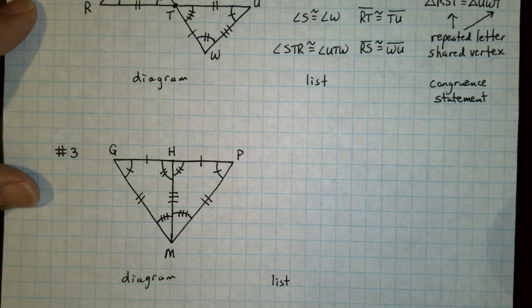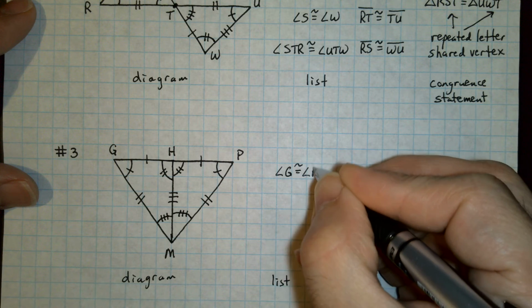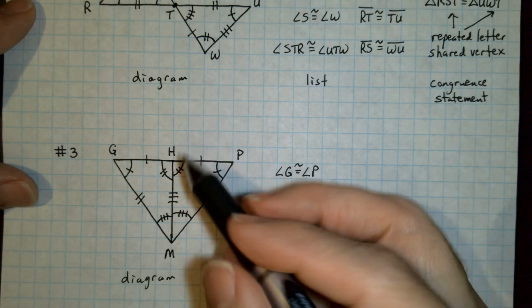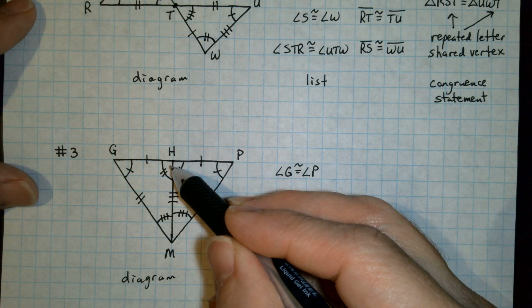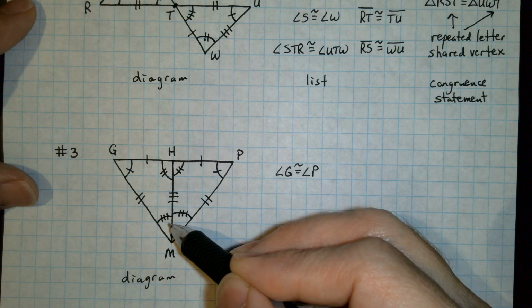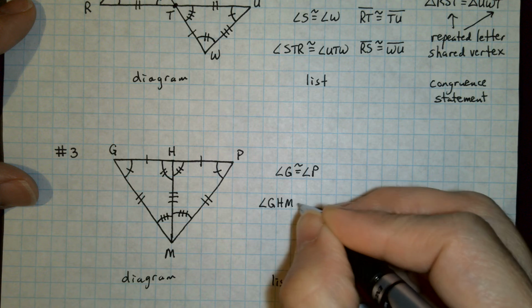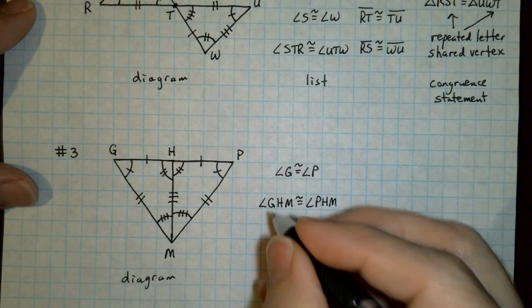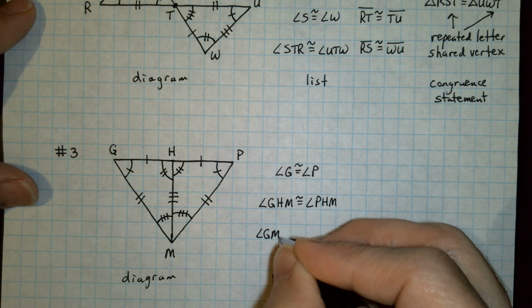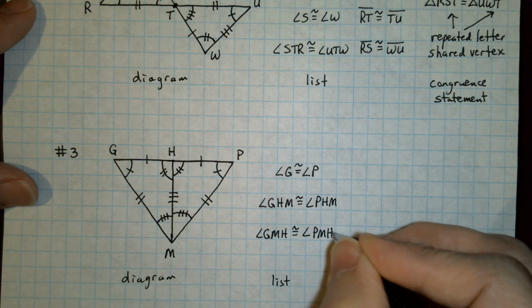Our list will be affected again, just like it was before. Angle G is congruent to angle P. When I come to this angle, there's more than one angle here at H, so I'll need to use 3 letters. I'll have to do the same thing down here when I name these. So angle GHM is congruent to angle PHM, and angle GMH is congruent to angle PMH.